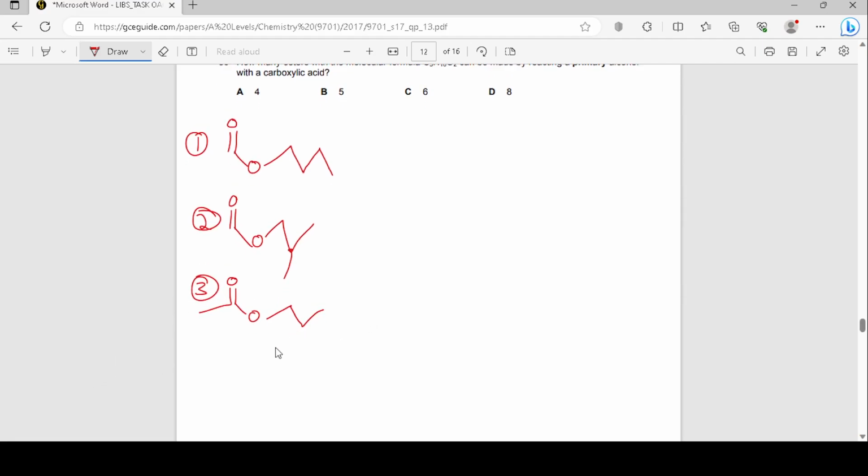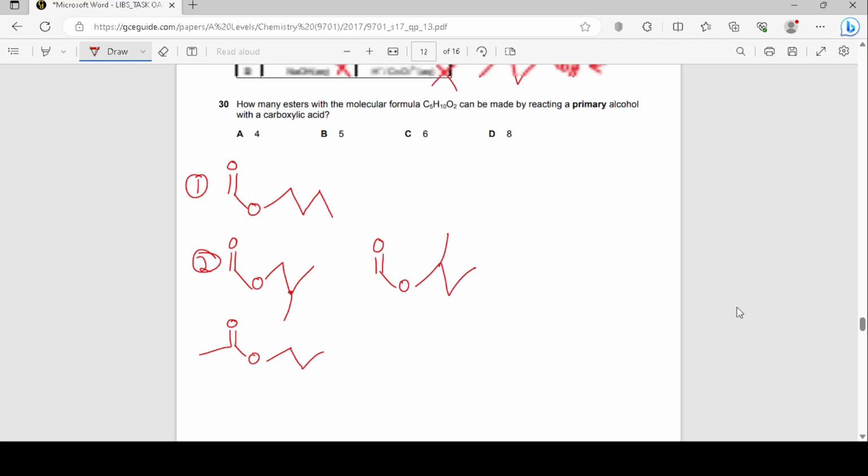And then can this have any branches or anything? Actually, now that I think of it, the compound I drew in number 2 can also be like this, right? That's one possible isomer where the methyl branch is here, but I could also have the methyl branch over here. So that would be another possibility.